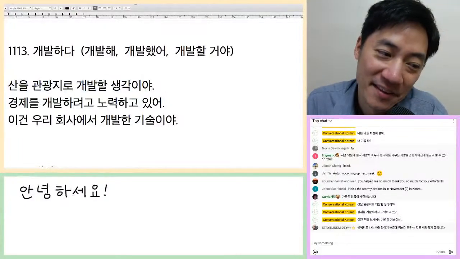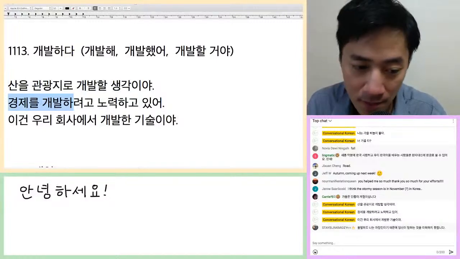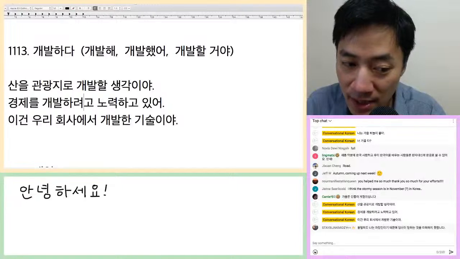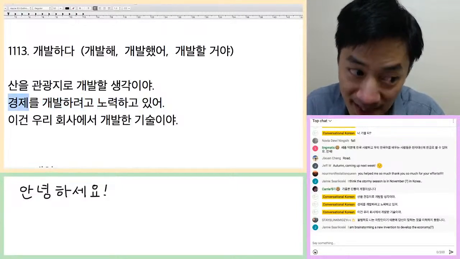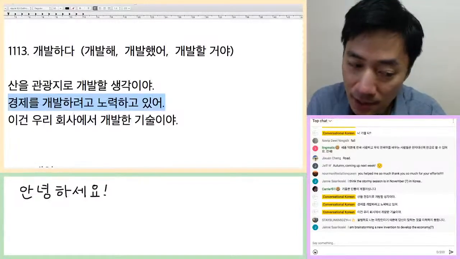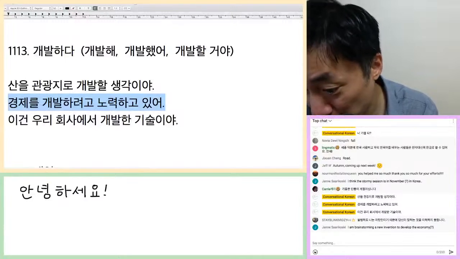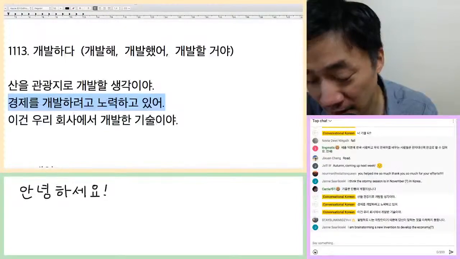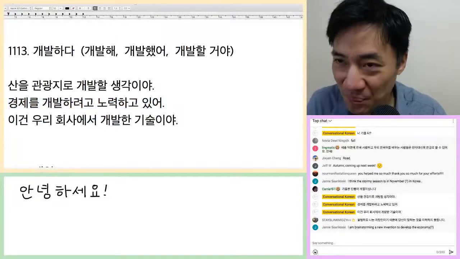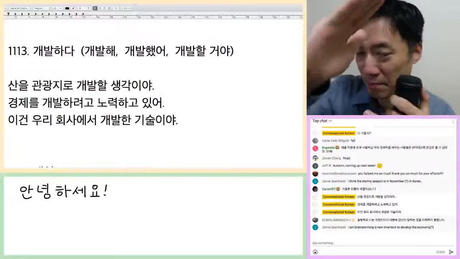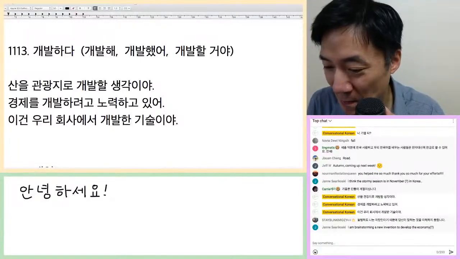네. And 경제를 개발하다, to develop the economy. So I or he or she or they are trying to develop the economy. That's what it means. 경제를 개발하려고 노력하고 있어. I'm brainstorming a new invention to develop the economy. I'm just simply trying to develop. The economy is not good, but I want to make it very good. 그런데 경제를 개발하려고 노력하고 있어. To develop the economy.